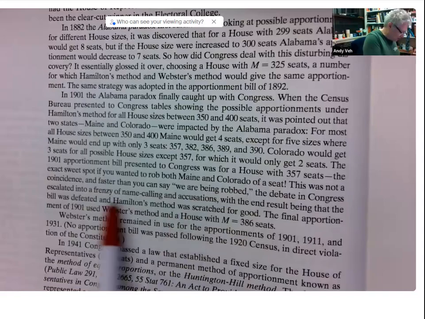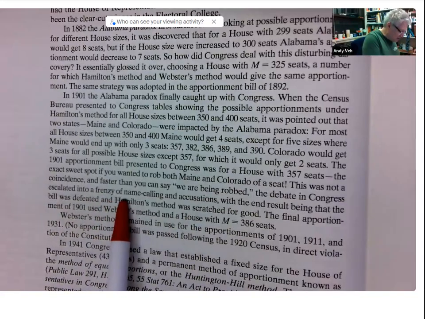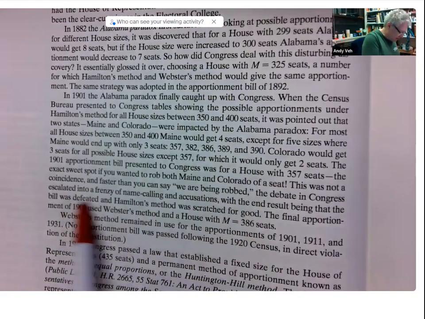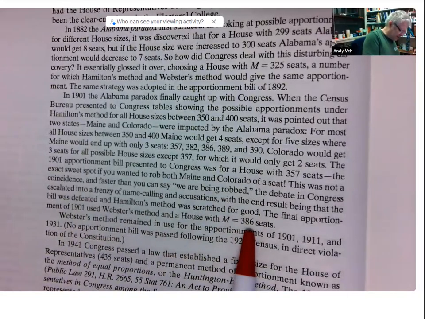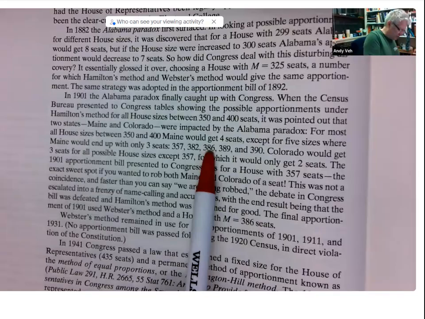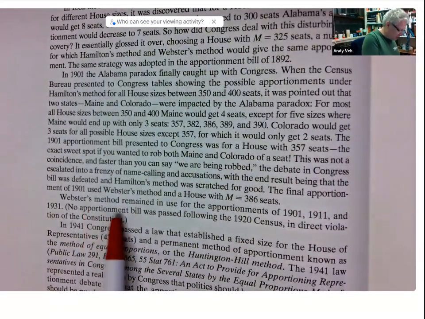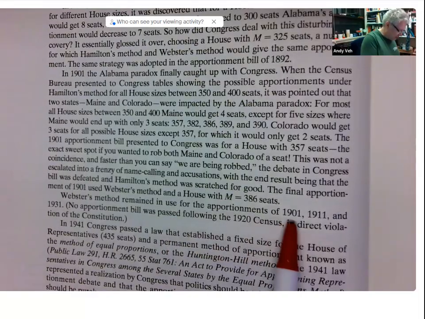The debate in Congress escalated into a frenzy of name callings and accusations, and so on. And it took another one, 386 actually, which took one away from Maine. Oh, wow. Okay, Webster's method remained in use for the apportionments, and so on and so on.